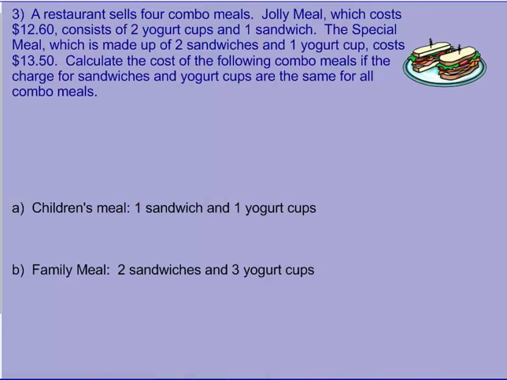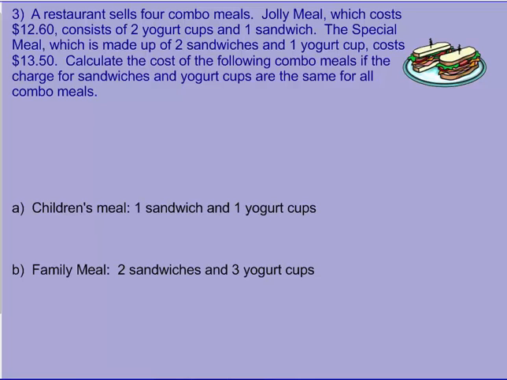Third example and the last example. A restaurant sells 4 combo meals. The Jolly meal, which costs $12.60, consists of 2 yogurts and 1 sandwich. The special meal, which is made up of 2 sandwiches and 1 yogurt, costs $13.50. Calculate the cost of the following combo meals if the charge for sandwiches and yogurt cups are the same for all of the combo meals.